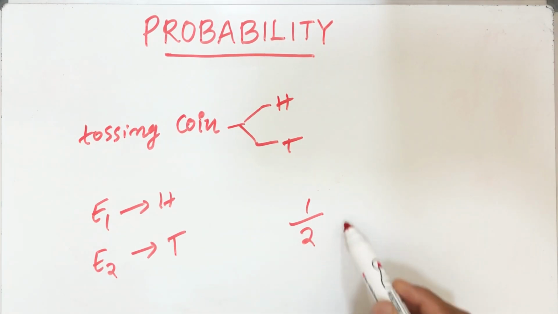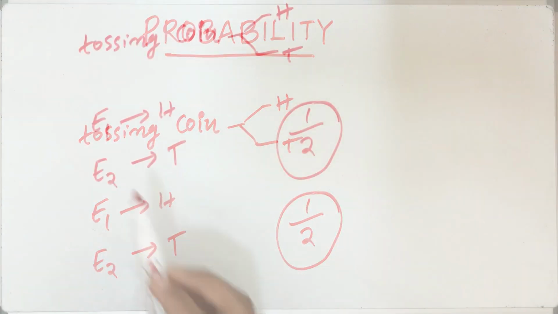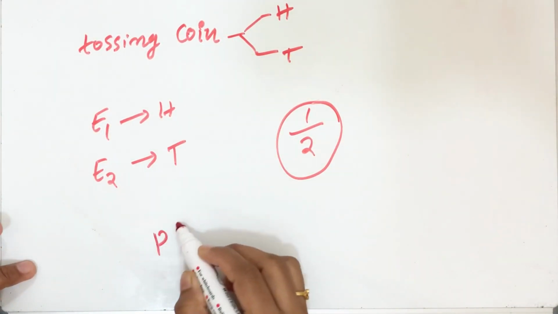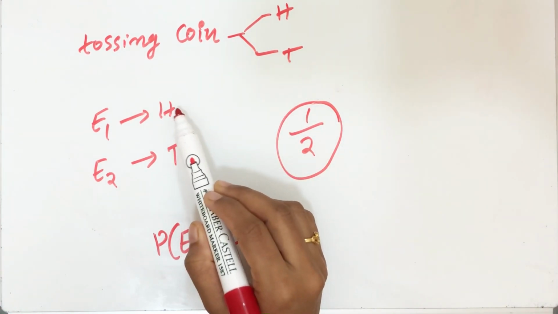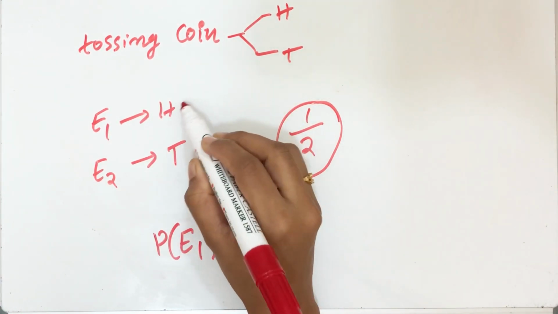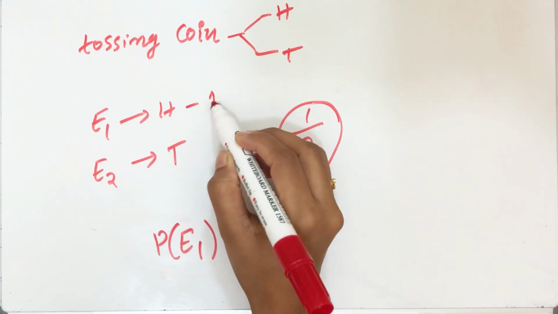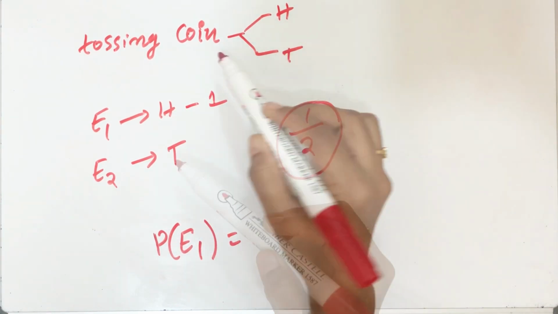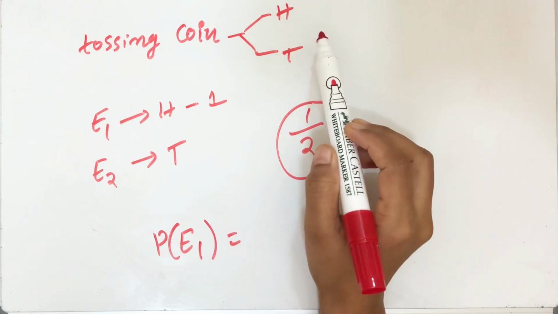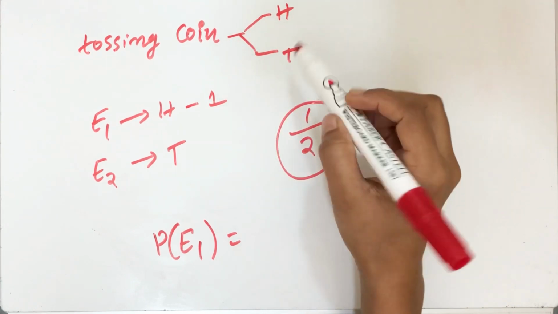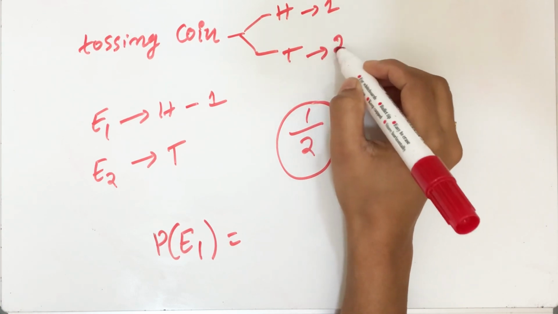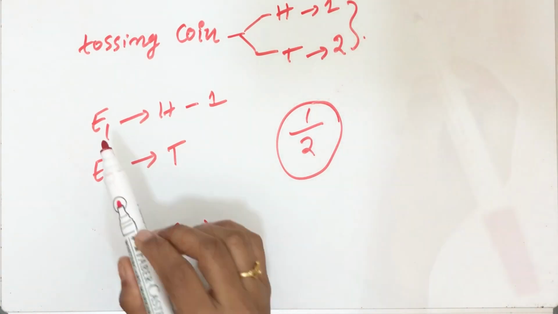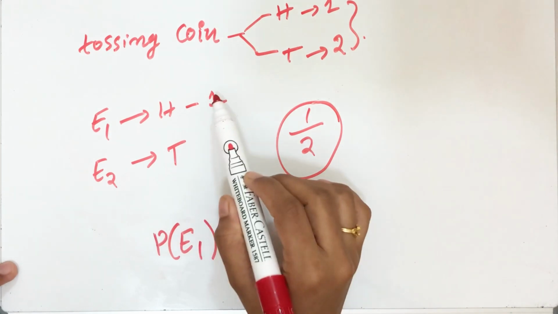How will we find this probability 1 by 2? To find P of the event, we ask: what's the number of outcomes in the event? Here there is only one outcome, H, that is 1. And what's the total number of possible outcomes in this experiment? We have two possible outcomes, either head or tail. So we have two possible outcomes, and in the event, we have only one outcome.